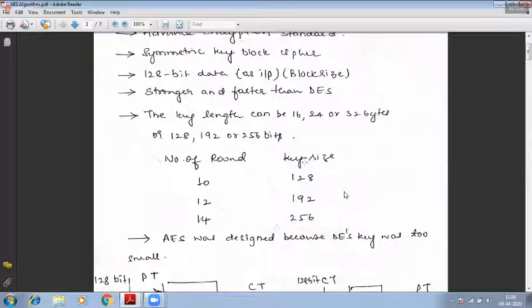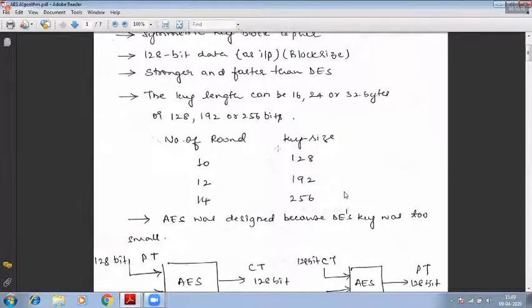That is, if the key size is 128, then the number of rounds would be 10. If it is 192, then the number of rounds would be 12. And if it is 256, the number of rounds is 14. Please remember this. This could be a very good question in your quiz. So depending on the key size, we have the number of rounds also initiated.